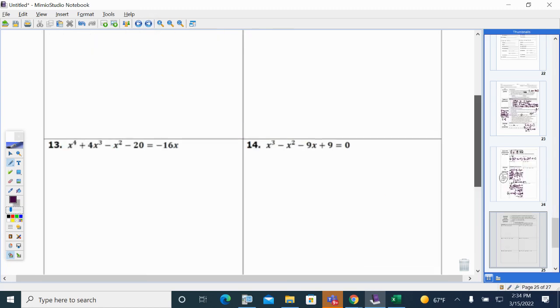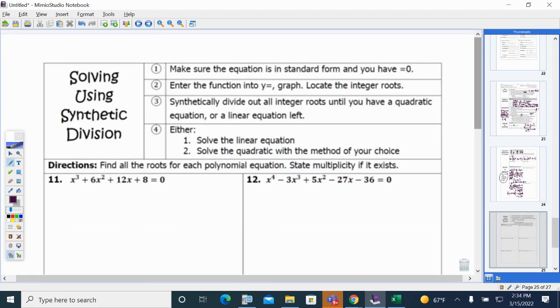And I want to show you the last part of this, solving using synthetic division. The first thing is that we want to make sure that the equation is in standard form. Enter the function into y equal. We're going to locate some real solutions. And then we're going to synthetically divide out those real solutions until we have a quadratic or a linear equation that's left, and then we can solve using the quadratic formula or just solving the linear equation.